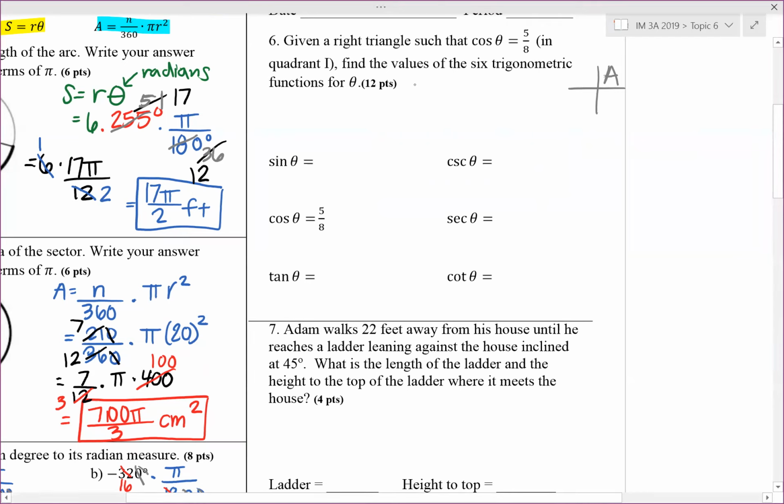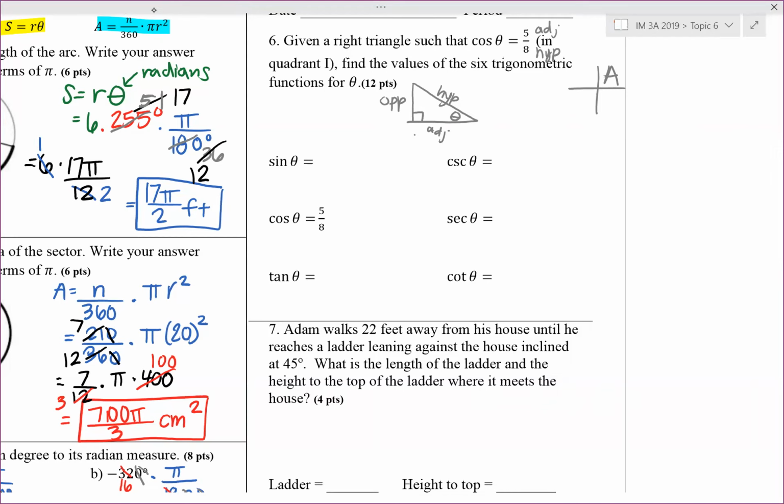So if I think about a triangle, if I have cosine, that means that I have the adjacent side and the hypotenuse. Okay. And so the adjacent side is the side next to the angle. The hypotenuse is the other side next to the angle that's across from the right angle. And so what I'm missing here is the opposite side.